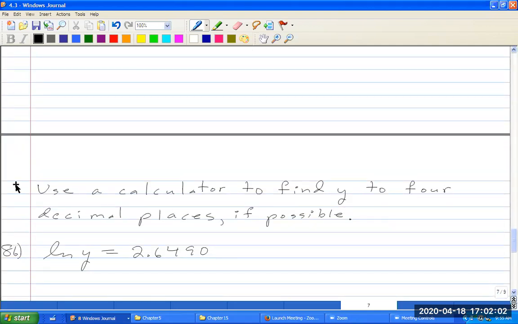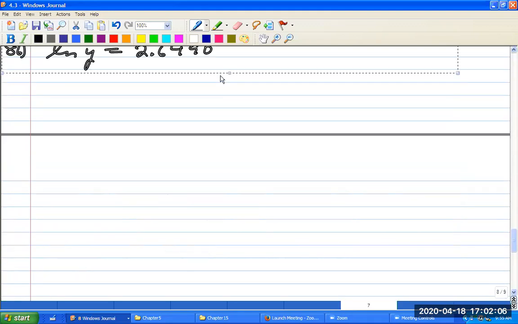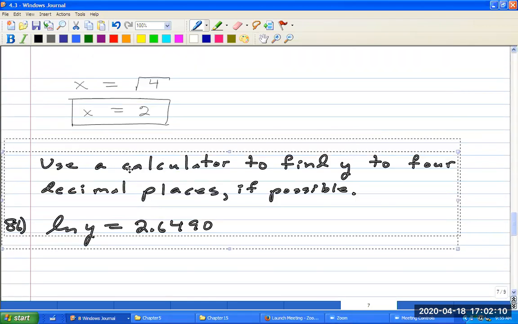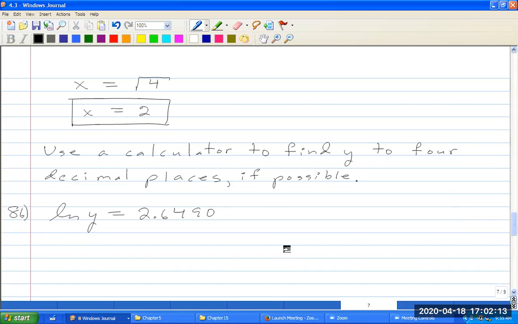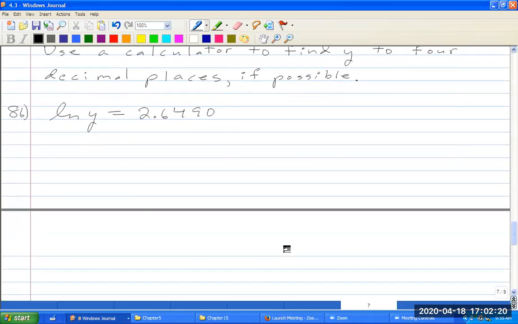Let me do problem number 86. Use a calculator to find y to 4 decimal places if possible. Okay. So ln y equals 2.6490. So let me rewrite this in exponential form. So the base is e. The exponent is 2.6490, and the result is y. And so let's just plug this in.